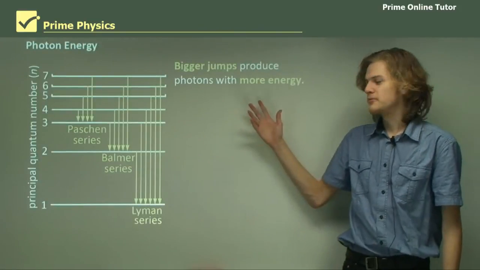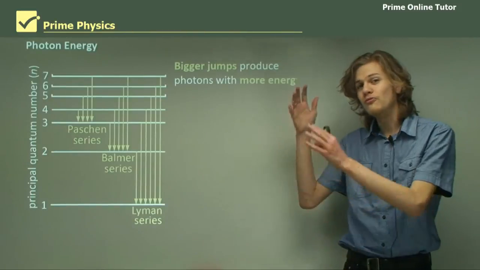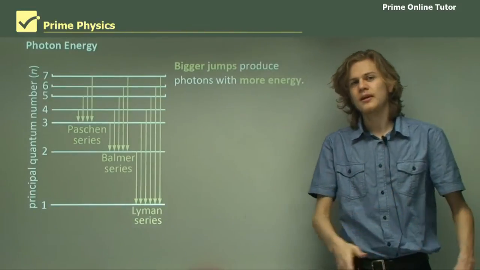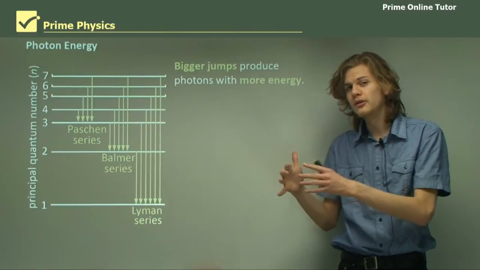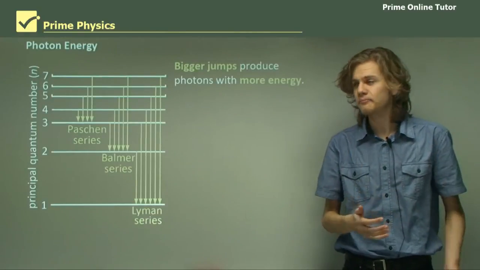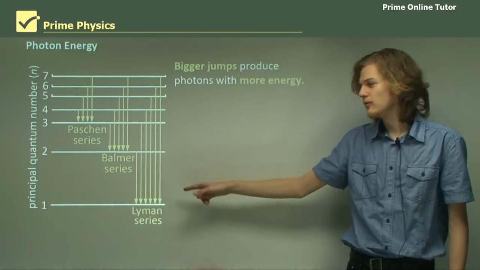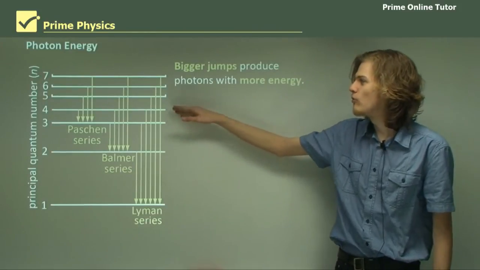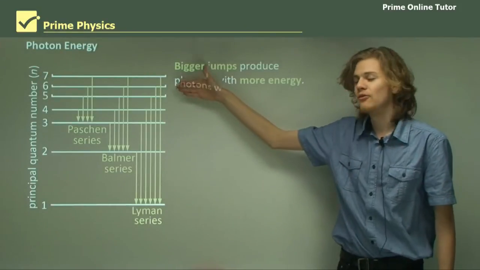So bigger jumps produce photons that have more energy. Because the electron's moving from a very high energy to a very low energy, it'll release a lot of energy. If it's moving between two energy levels that are very close together, it'll release only a little bit of energy. So we can see here a few energy levels of electrons going from 1, 2, 3, 4, 5, 6, 7. And we can see that the higher up we get, the closer together the energy levels are.